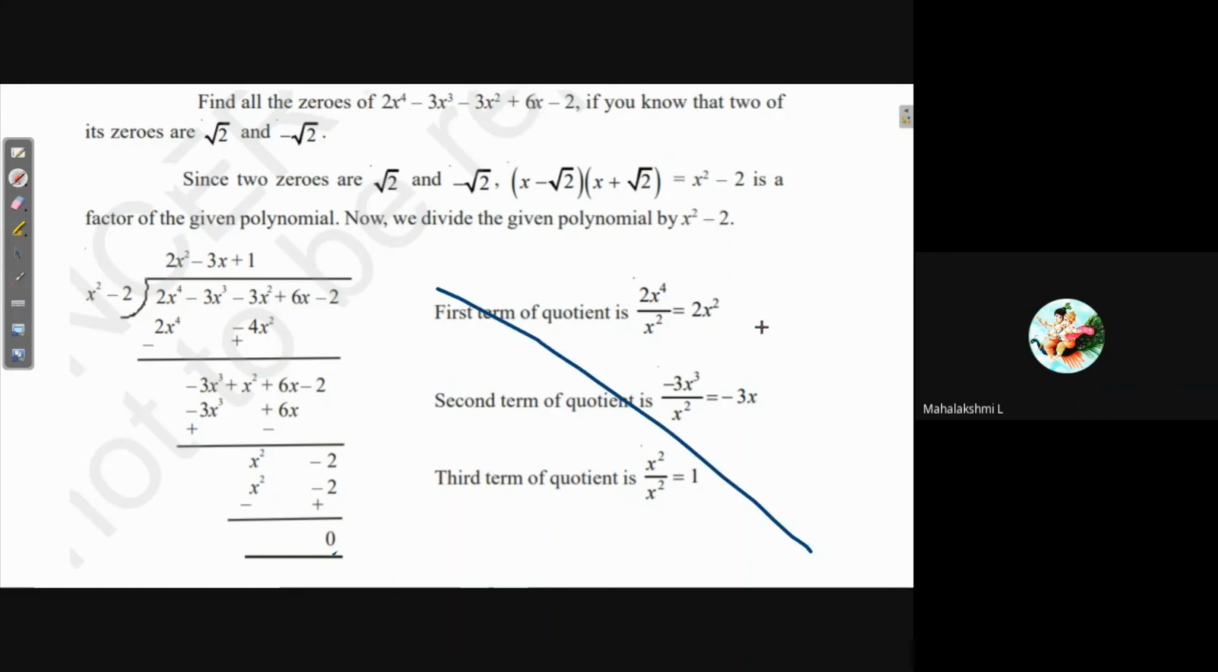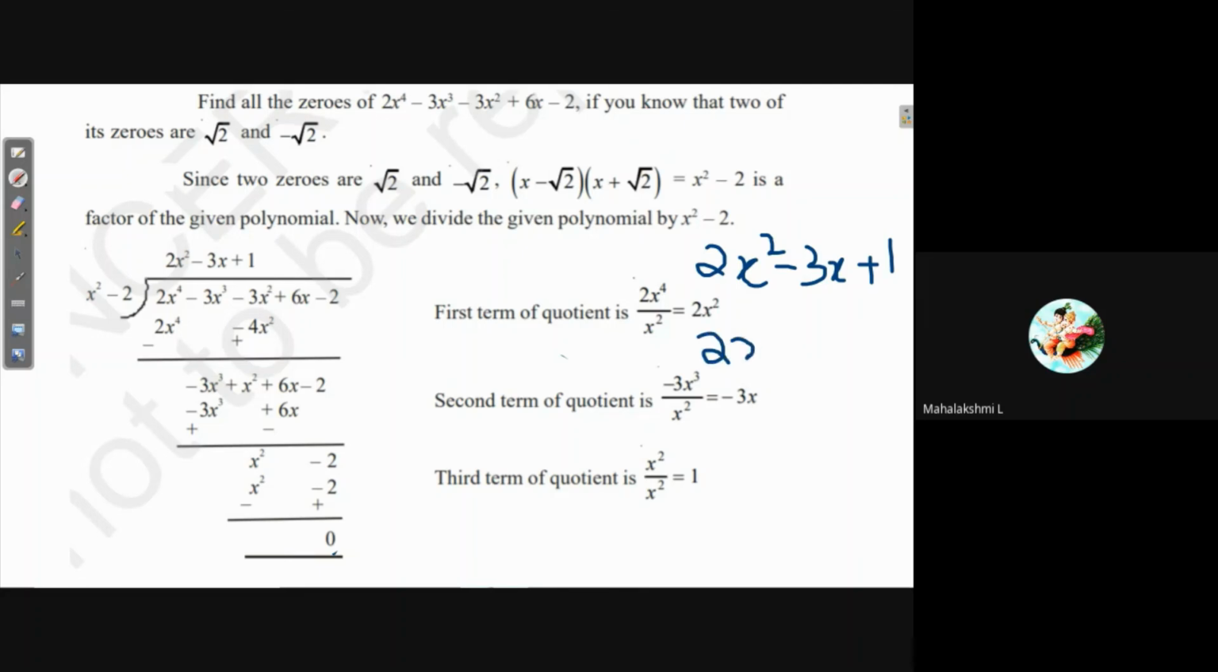Just neglect these things. I'll just teach in a simpler way. So I have 2x square minus 3x plus 1. Can I write minus 3x as minus 2x minus x? Yes, I can. I have to split it so that the product gives 2x square: minus 2x into minus x is nothing but plus 2x square. So I will replace minus 3x like that.